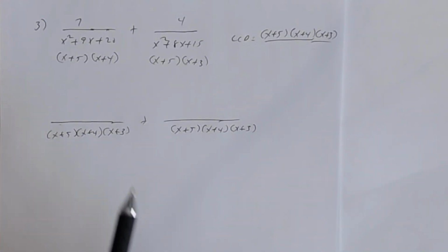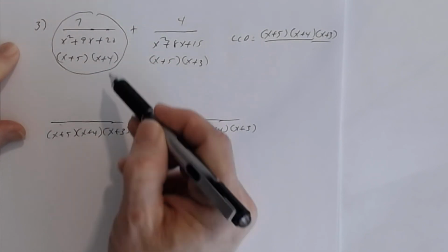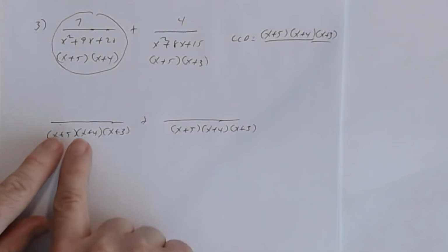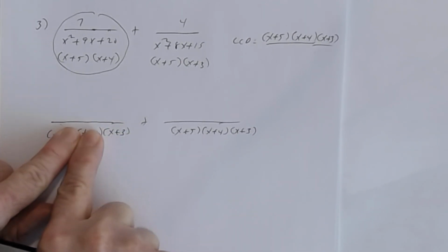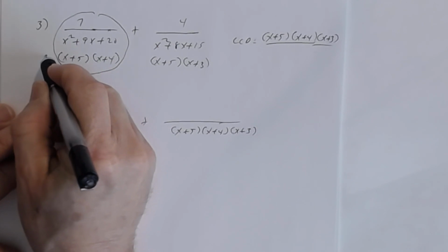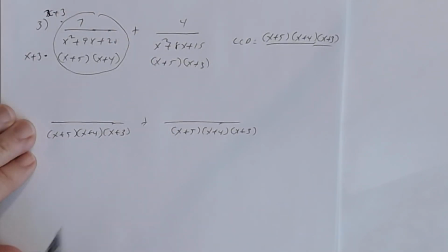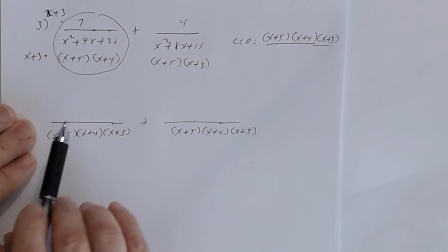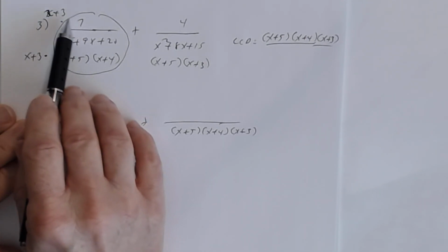All right. Now, here's what you gotta ask yourself. This is what I had. This is what I want. So I have the x plus 5 and I have the x plus 4, right? So cover them up. I have the x plus 5, I have the x plus 4, so I'm missing the x plus 3. So I got to multiply this by x plus 3 and the numerator by x plus 3. Okay? So now this rational expression is equivalent to a rational expression where the numerator is 7 times x plus 3.